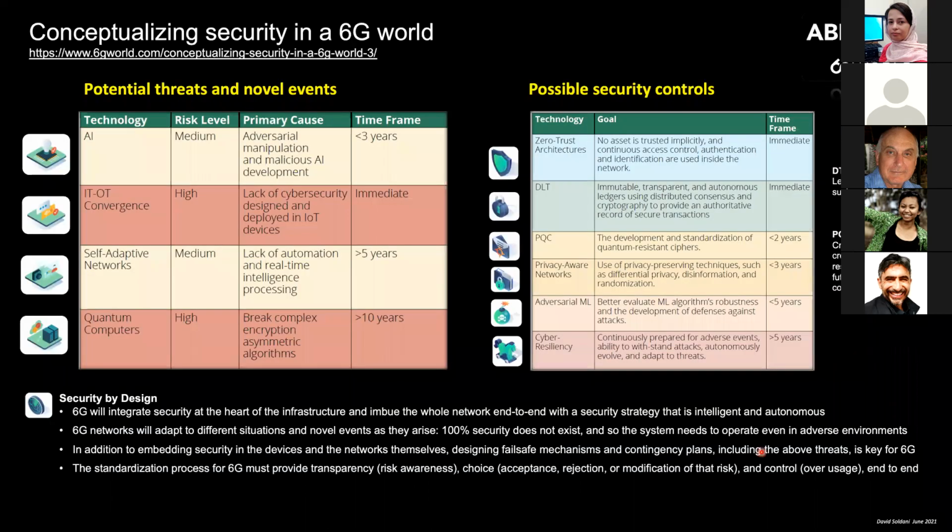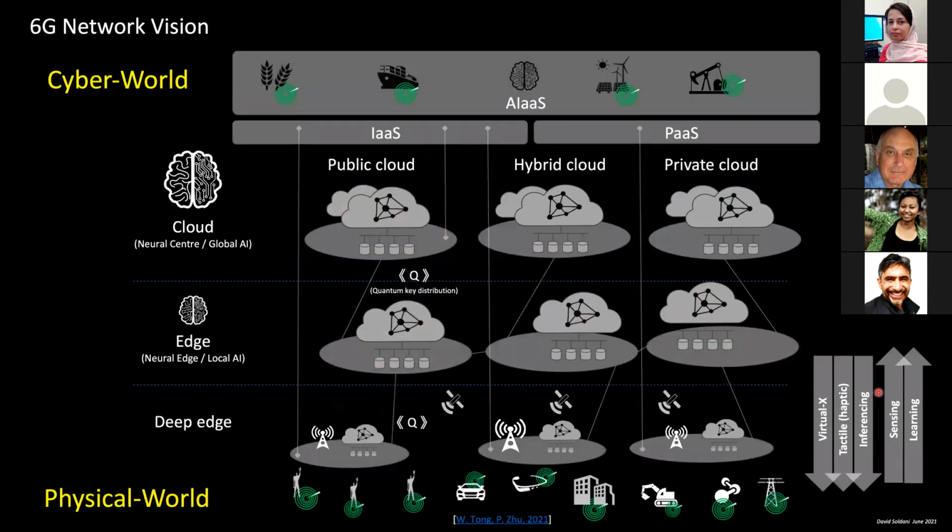There are also expectations and requirements in terms of security. I just placed here the link where you may find more information. It's a very interesting paper published by ABI Research, and I think you may look into that offline. So I would like to present a view of a network vision of 2030 and beyond.